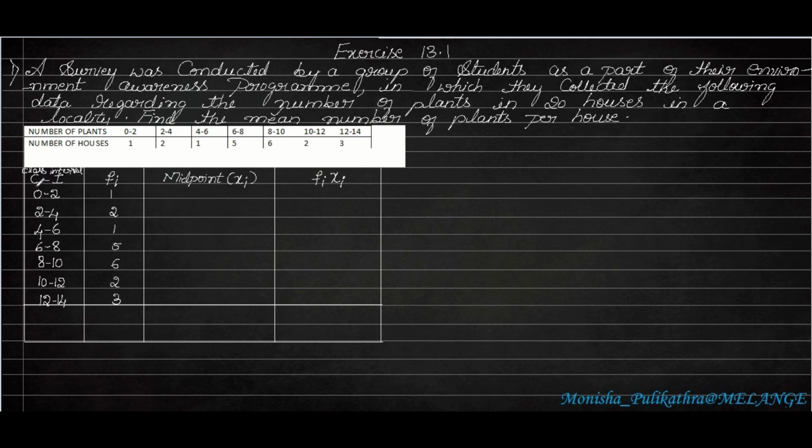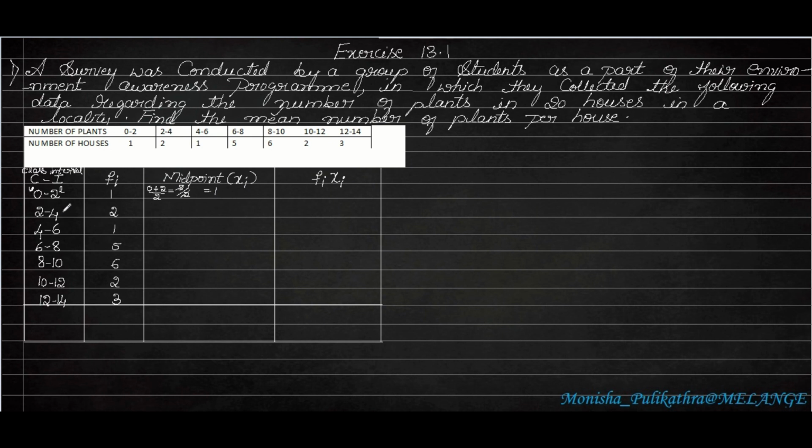I will tell you. Take 0 to 2. In 0 to 2, the first number is said to be the lower limit, and the second number is said to be the upper limit. To find the midpoint, we use the formula: upper limit plus lower limit divided by 2. So 0 plus 2 is 2, 2 by 2 is 1.